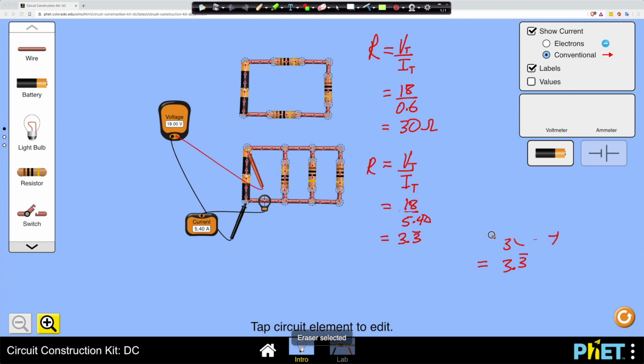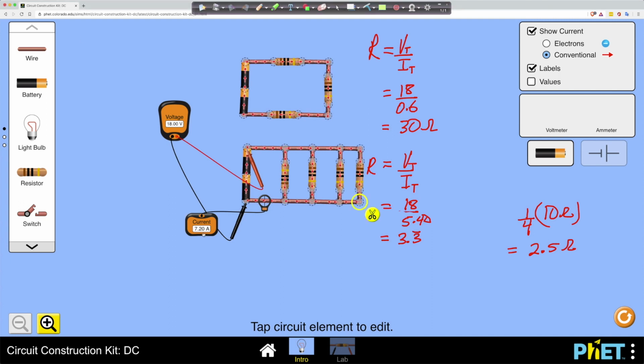All right, so let's see if our prediction works out. Our prediction is if we add a fourth one, that should be 1/4 of 10 ohms. So let's add a fourth resistor. All right, adding our fourth resistor, our current has now increased to 7.2. 18 divided by 7.2 is 2.5 ohms. So there you have it.